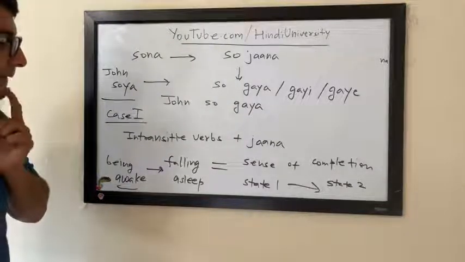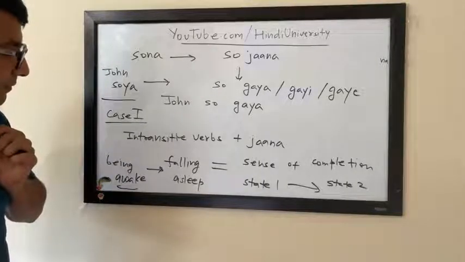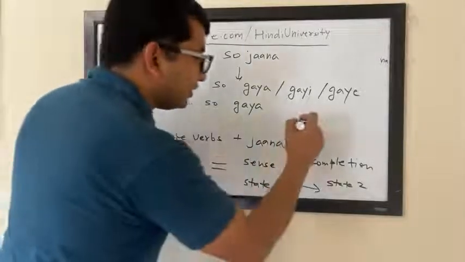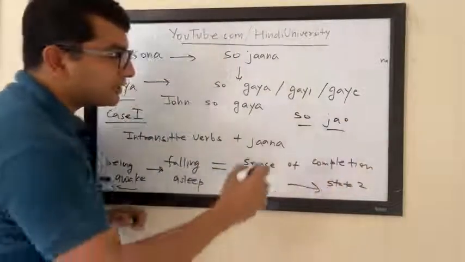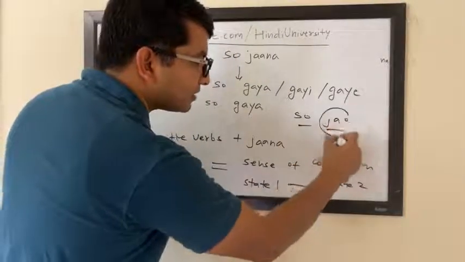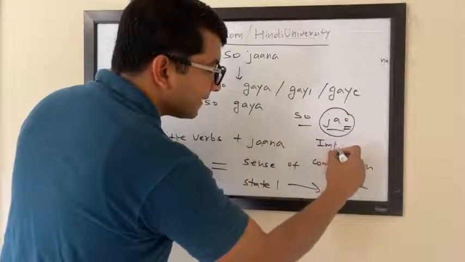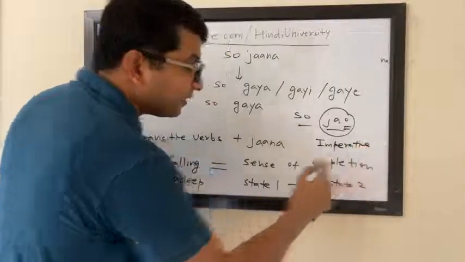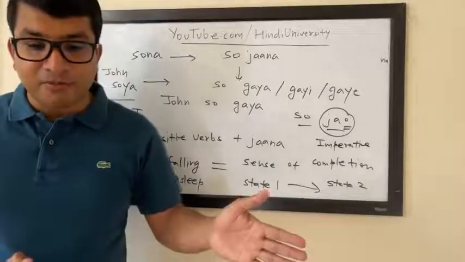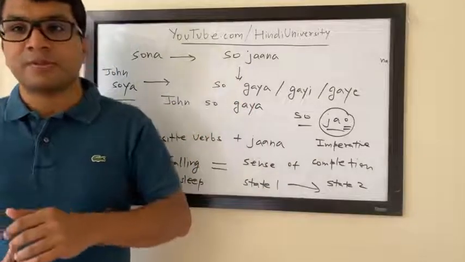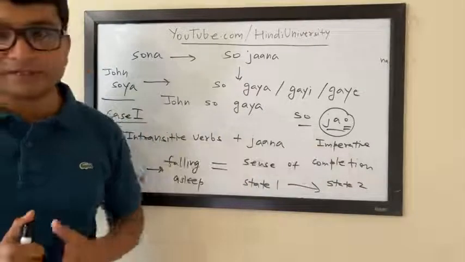Ashu Ji, would it be proper, if you're trying to tell somebody to fall asleep, to say sojao? Or does that not make sense? So it's the same thing. What is this ending with, o? It's an imperative. Very good. So you're really telling someone, transition your state from being up to falling asleep. You're 100% right that it is 100% correct. Sojao.